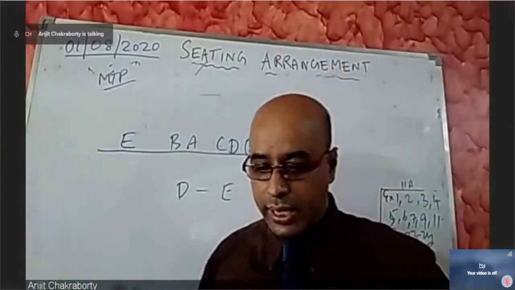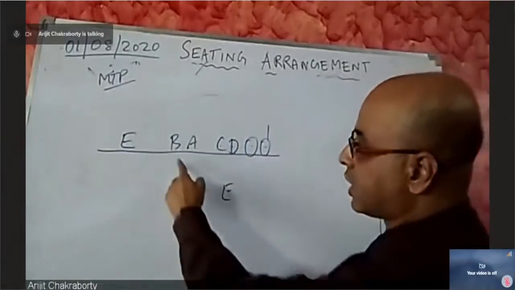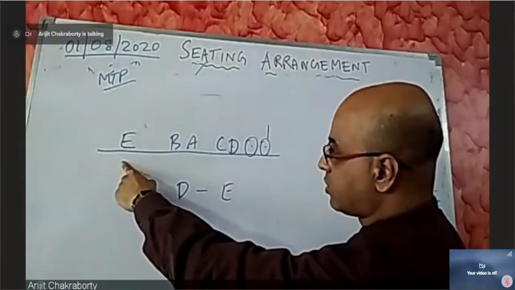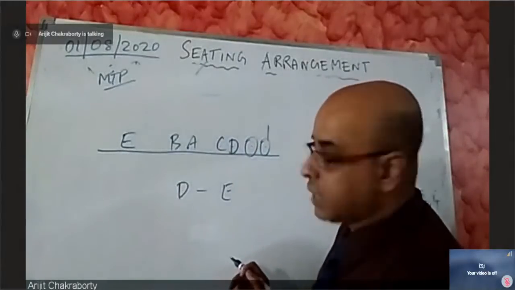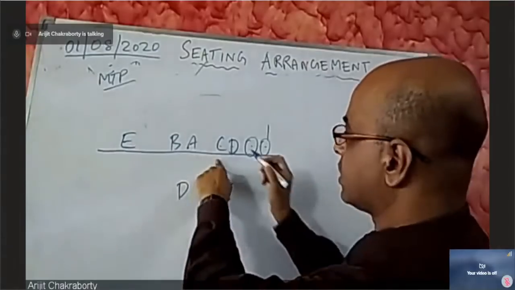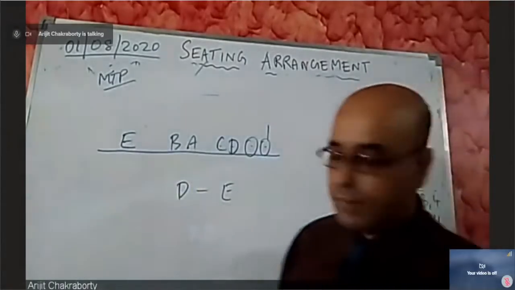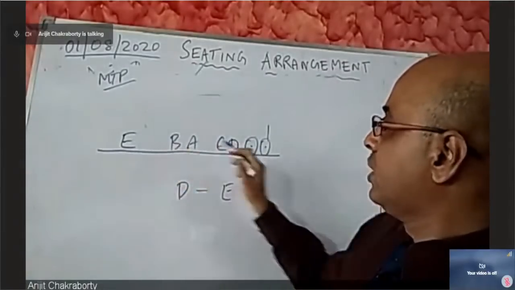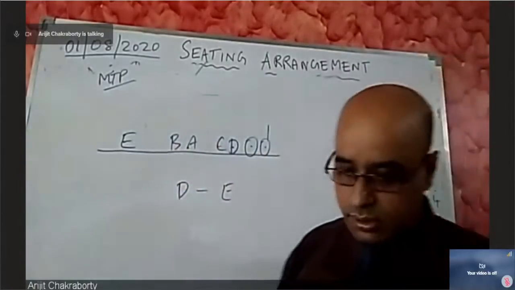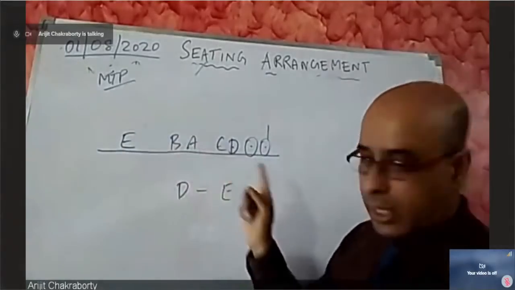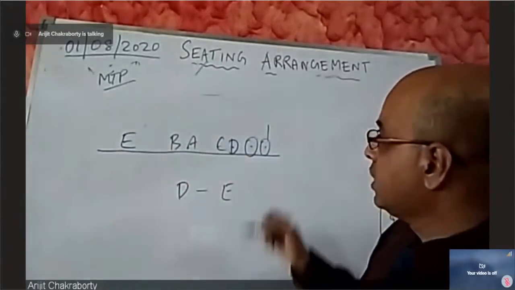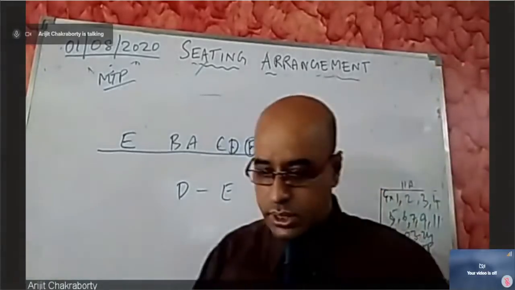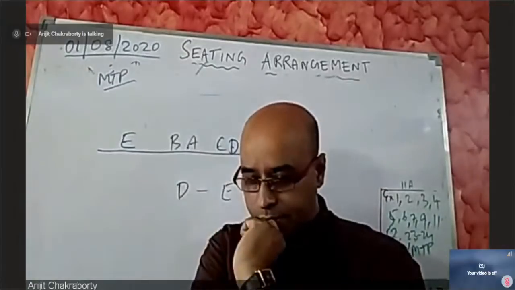A is on the right side of B and to the right side of E. Yes, A is also to the right side of E. A and C are sitting together. Fine. So how many people do we have? 6 friends. How many places? 1, 2, 3, 4, 5, 6. Let's check. E, B, A we have got. C, D, F.